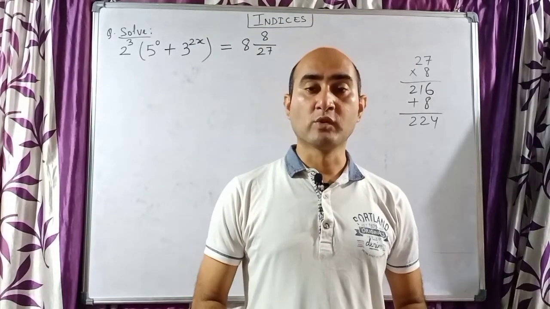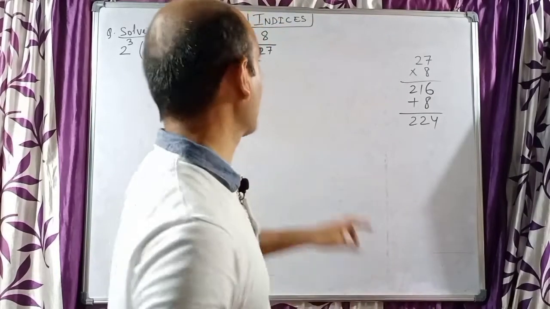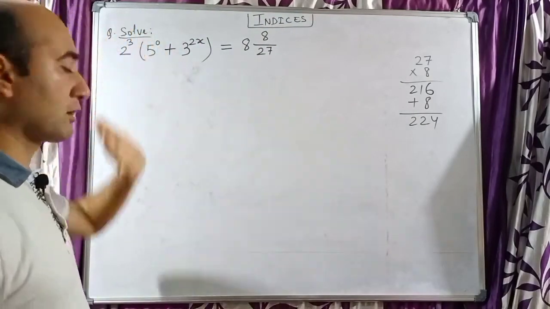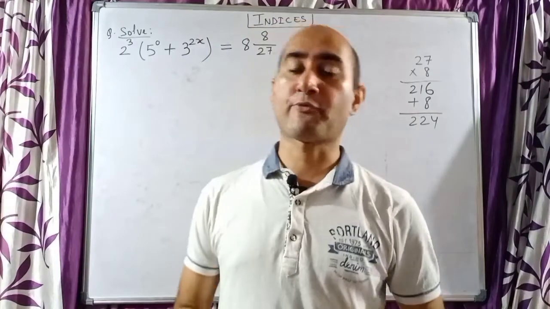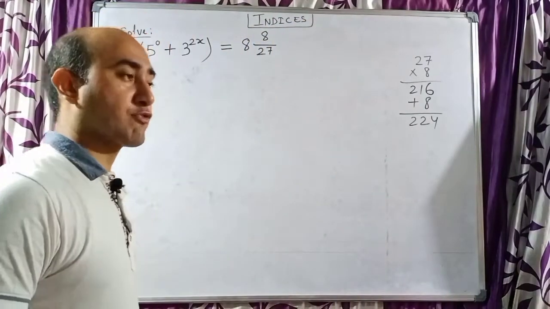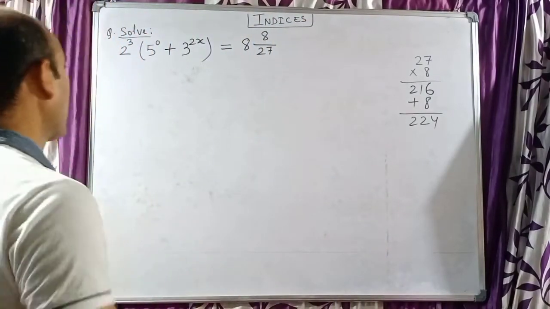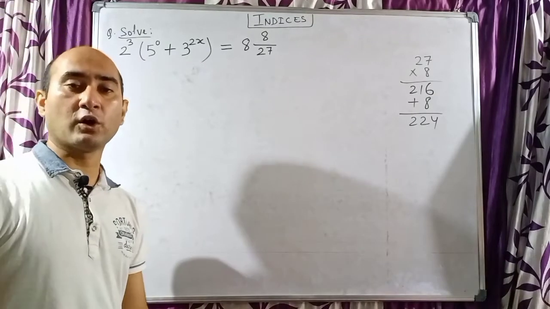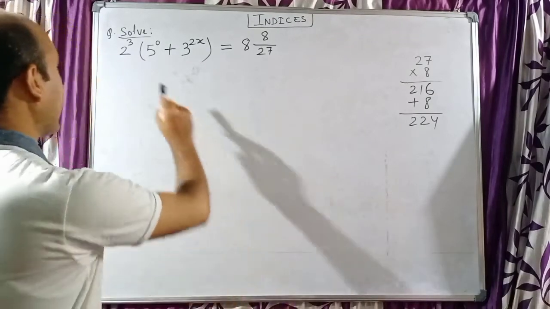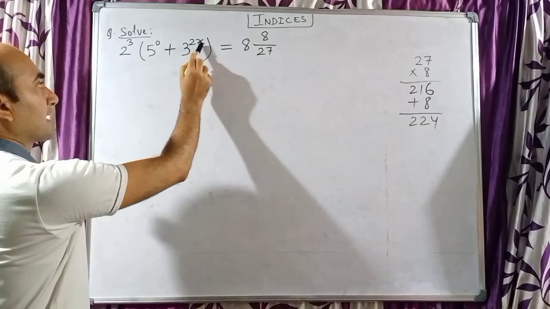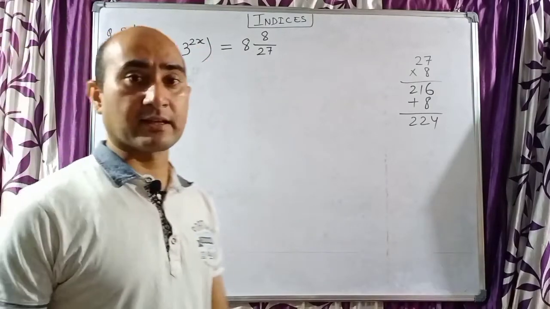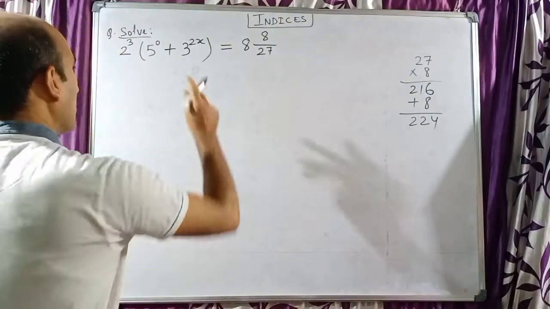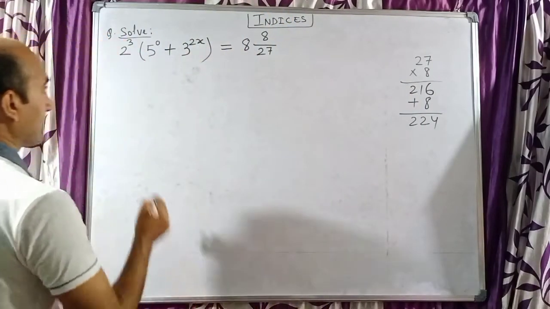Hello class 9 children, welcome to today's online class. So today we will be again doing chapter indices, and the question also is same, solve, but the questions are different. So let us try to find the solution of this question. So solve means, you all know, is to find the value of unknown variable, and in this question the unknown variable is x, and the x is at the power. So what we will do, we'll try to find the value of x.